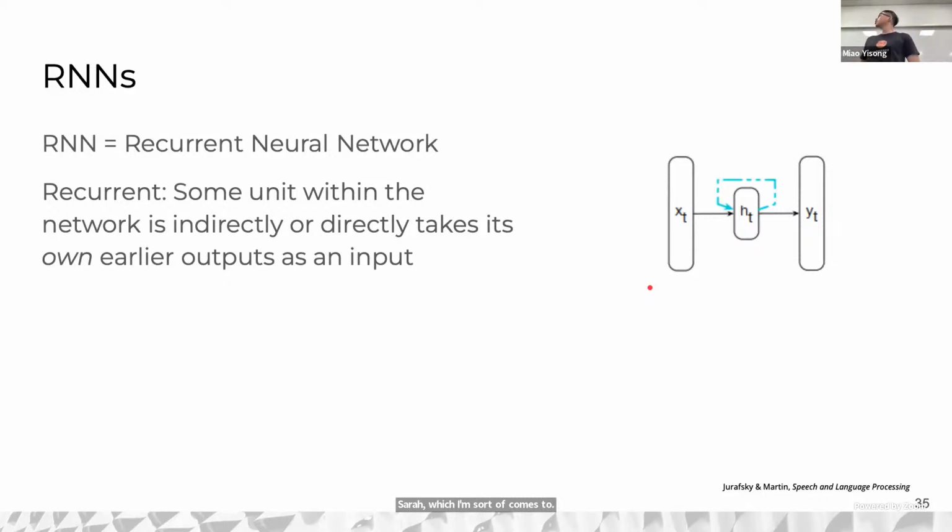So in this case, we use recurrent neural networks, RNNs. What recurrent means is that some unit within the network, indirectly or directly, takes its own earlier outputs as inputs. This allows for the memory which N-gram lacks.